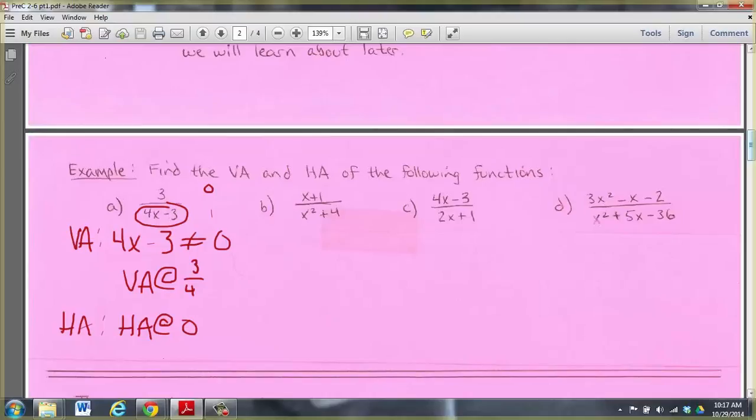Okay, letter B. Take the denominator, set it not equal to 0, and you're going to end up with a plus or minus 4i here. Well, that tells you that there is no vertical asymptote. As for the horizontal, we have a 2 on bottom, a power of 1 on top, so it's just 0.